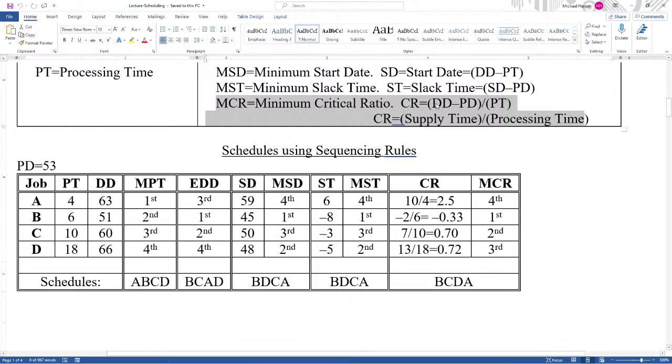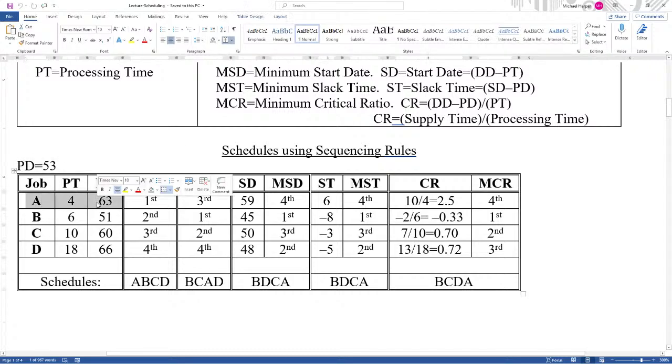Now I define the critical ratio as the due date minus the present date divided by the processing time. So it is a ratio. You could say critical index, but I'm calling it a ratio because the ratio could be defined differently. First of all, the numerator, the due date minus the present date. If you look at job A here, the present date is 53. The due date minus the present date, 63 minus 53, is 10. Divide by the processing time, which is 4. So 10 over 4 is 2.5. So that's for job A.